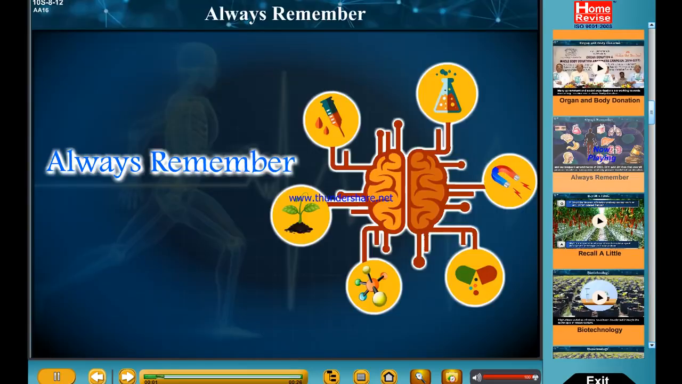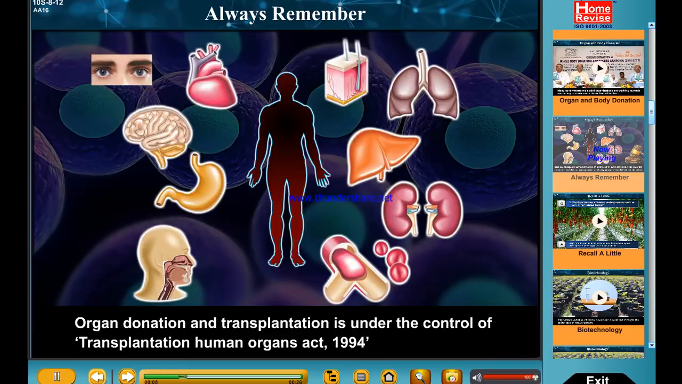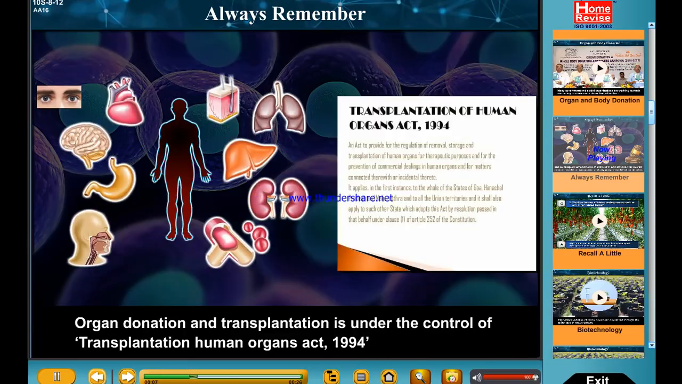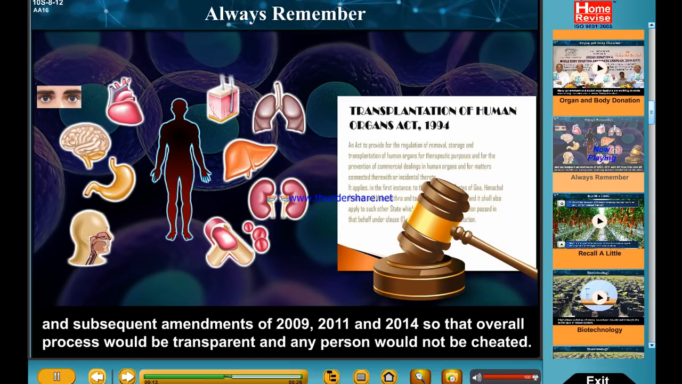Always remember, organ donation and transplantation is under the control of the Transplantation of Human Organs Act 1994 and subsequent amendments of 2009, 2011 and 2014, so that the overall process would be transparent and no person would be cheated.